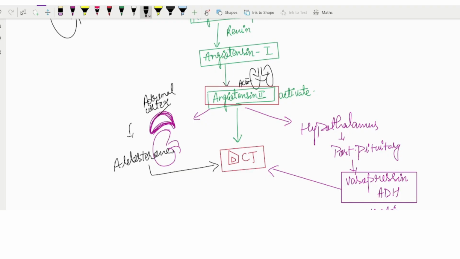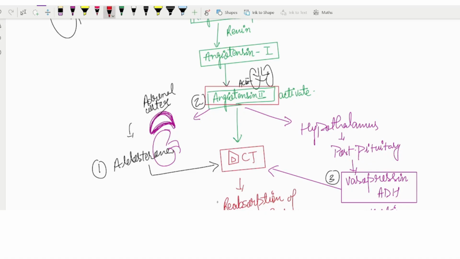Angiotensin itself is giving the signal to the DCT for the reabsorption. Now the three terms have been completed: aldosterone, angiotensin itself, and vasopressin. These three are giving the signal to the DCT, and then the DCT finally will do the reabsorption. Okay, it will give the reabsorption function. Reabsorption of what? Reabsorption of water and ions.